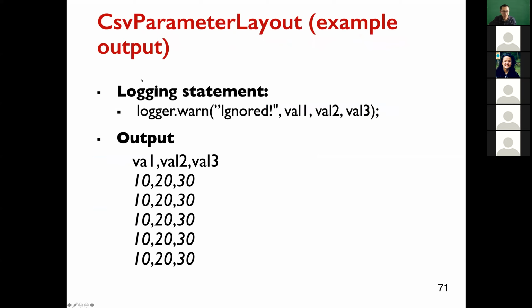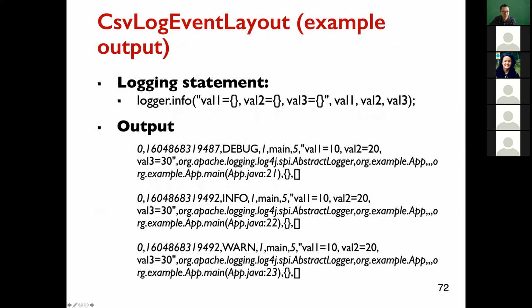See the output, right? This is the CSV parameter layout. It would print output like this, a CSV file, right? Comma separated values. Okay. For the Python CSV log event layout, this is the output. You see, there's some time, right? The log level, the thread, and some other information, like here we have a log message, value 1 equals 10, value 2 equals 20, value 3 equals 30, and other information.